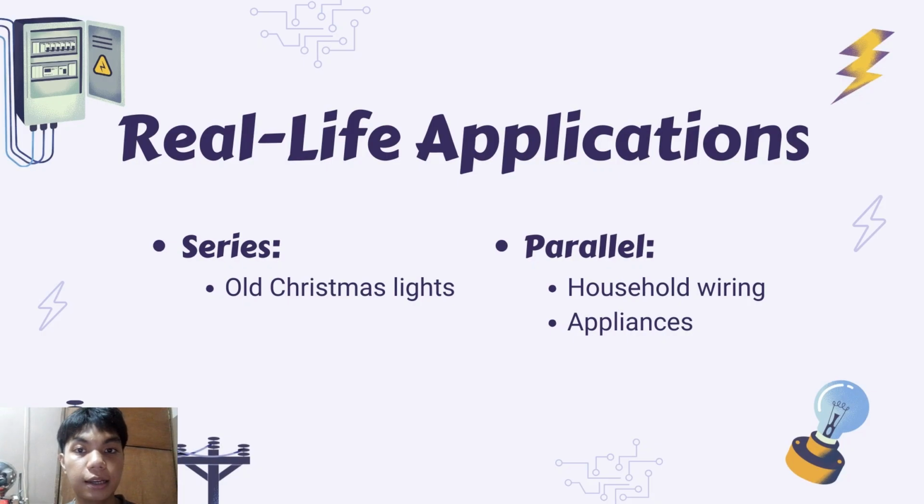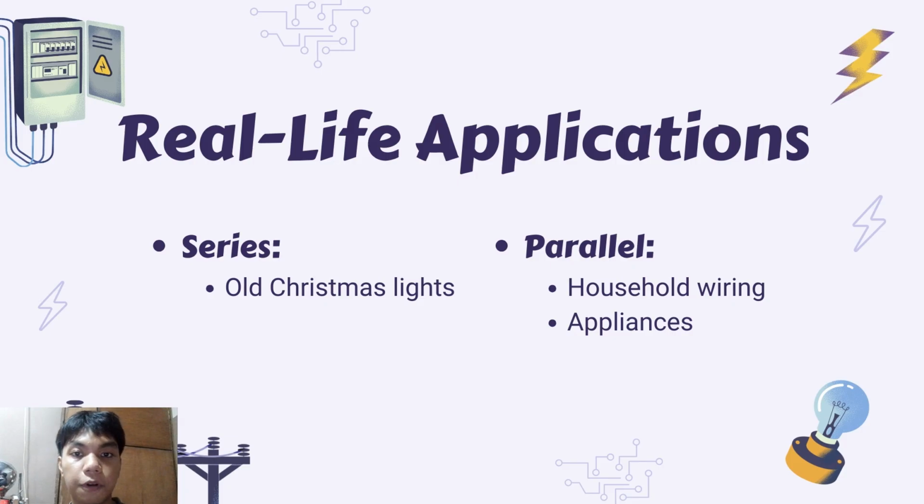Now, to understand their applications in real life, like I've said earlier, series circuits were used in older Christmas lights, where one broken bulb could stop the entire set. This shows how a single failure can affect the whole system.